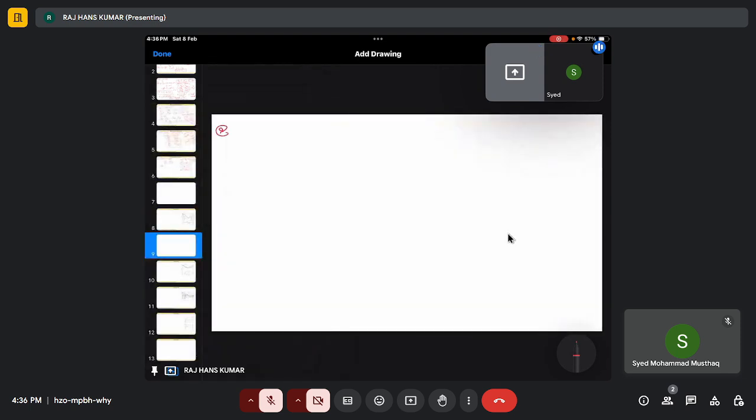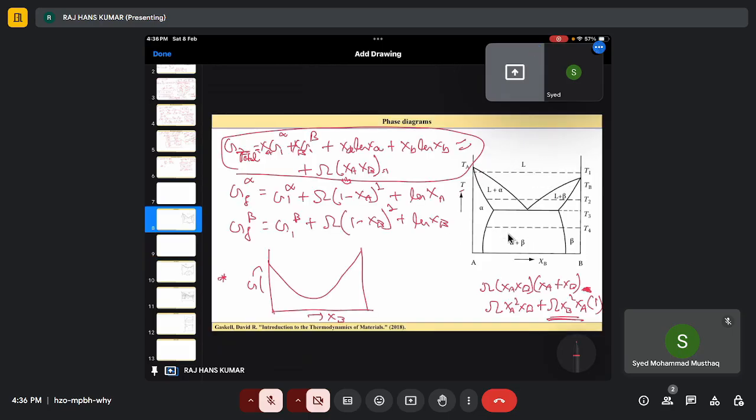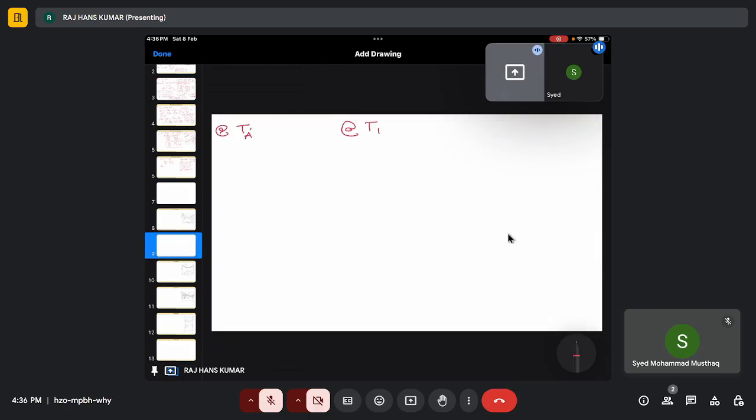So at TA, first there is TA, then there is T1, there is TB. Yeah. Let's first draw these guys.